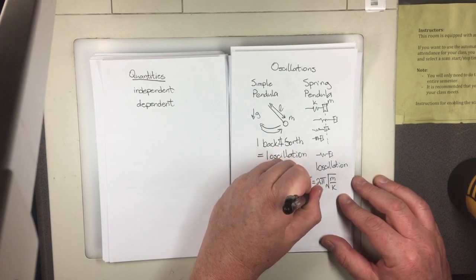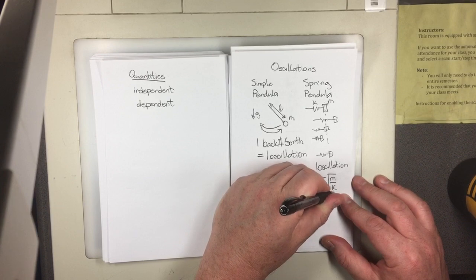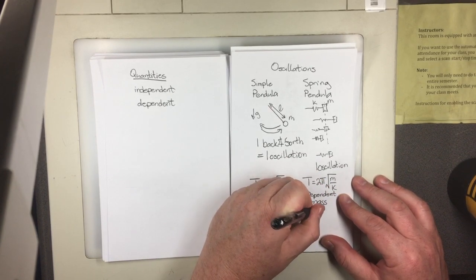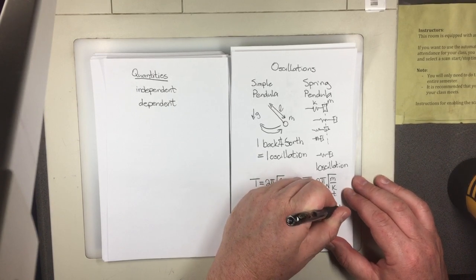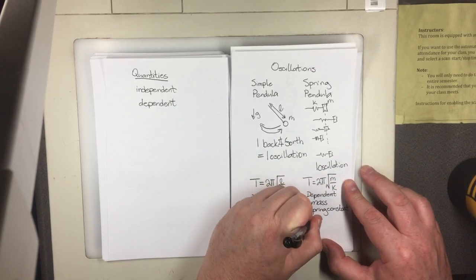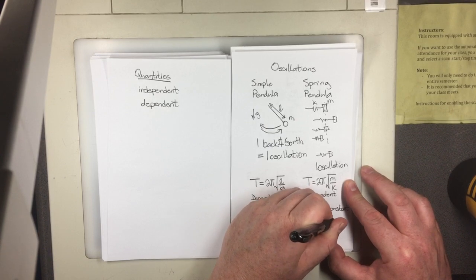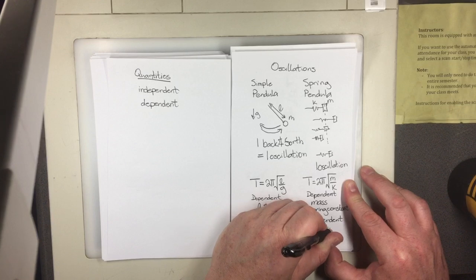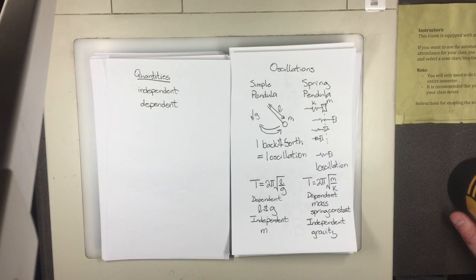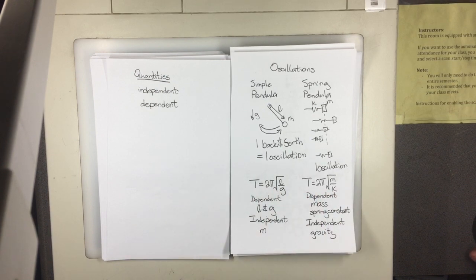For spring pendulums, the period is dependent on mass and spring constant, and it's independent of gravity. What I've introduced is the idea of a lot of different multiple choice questions. As an example, just thinking about these equations, you have a simple pendulum and I double the length. Does the pendulum period increase, decrease, or remain the same if I increase L? If L goes up, what happens to T?